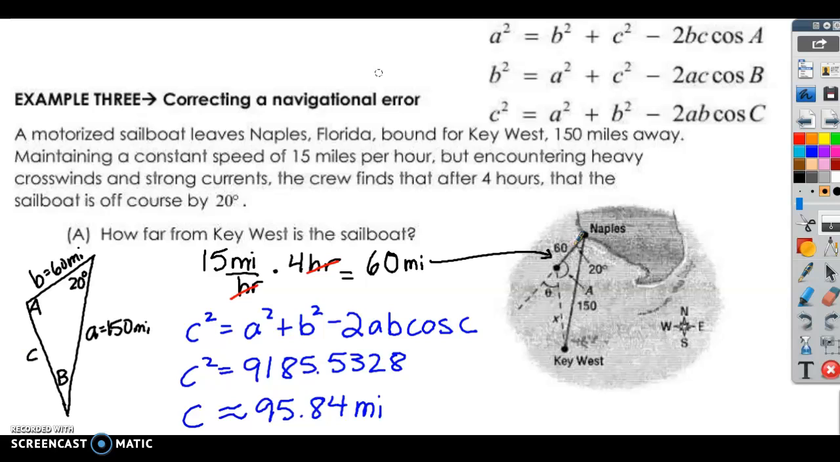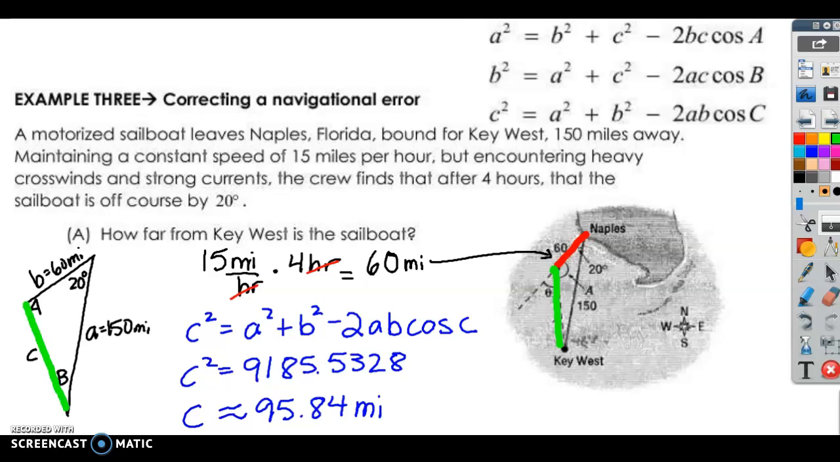Where they got this 60 from is they're going 15 miles per hour, and they went for 4 hours before they changed their course. So that's 60 miles. Now if I look at what's missing here, what we're asked to find is how far from Key West the sailboat is. Here's the sailboat, and this is Key West. So we need to find that distance. Well, that's C on my triangle over here.